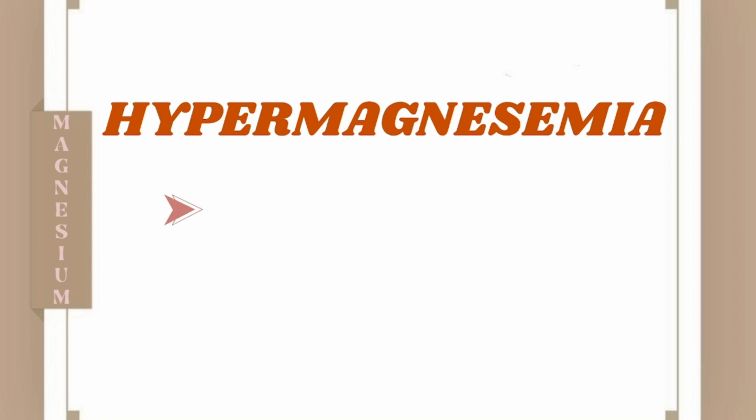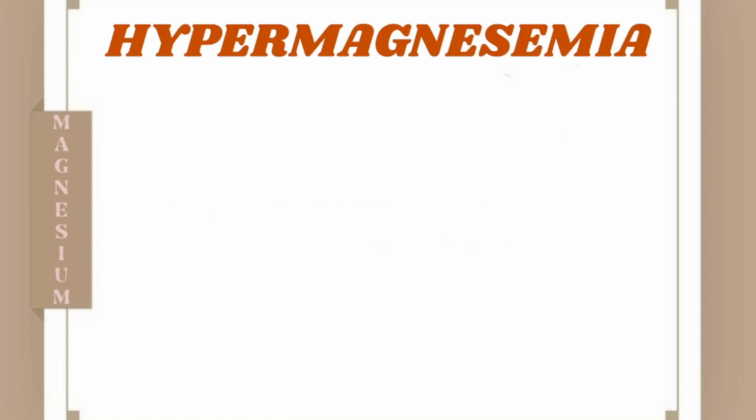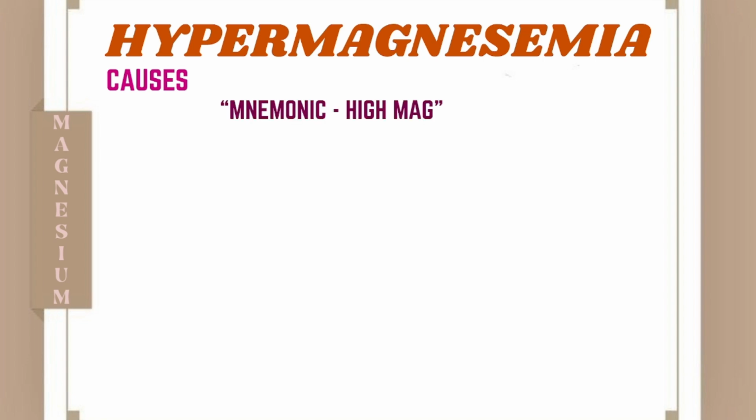Hypermagnesemia is a condition in which serum magnesium level exceeds 2.6 milliequivalent per liter. That means serum magnesium level is more than its normal level in the body. Let's discuss the causes for hypermagnesemia. We know that hypermagnesemia is a condition in which there is high magnesium in the body. So to remember the causes, we have the mnemonic high mag, that means high magnesium.